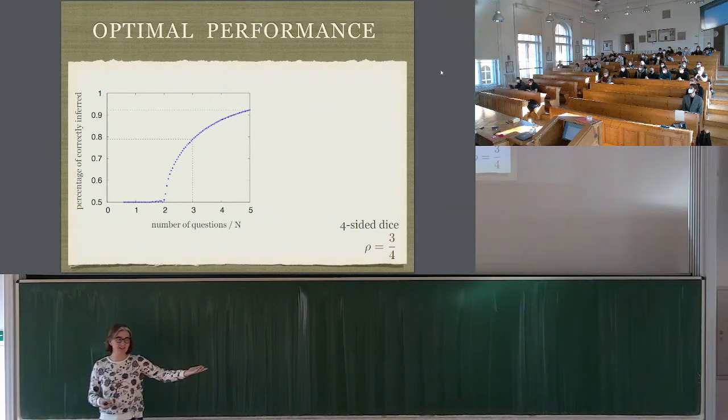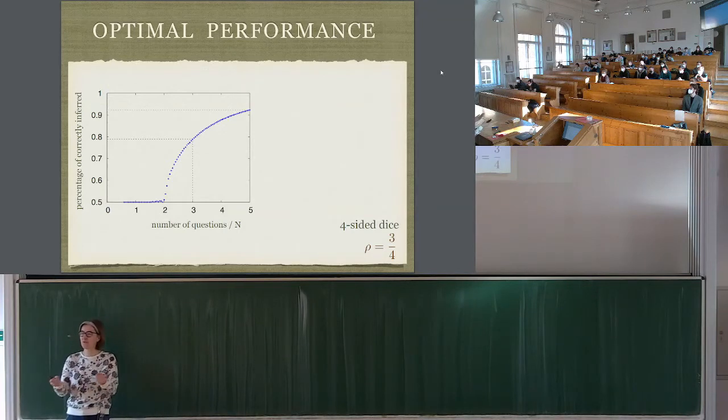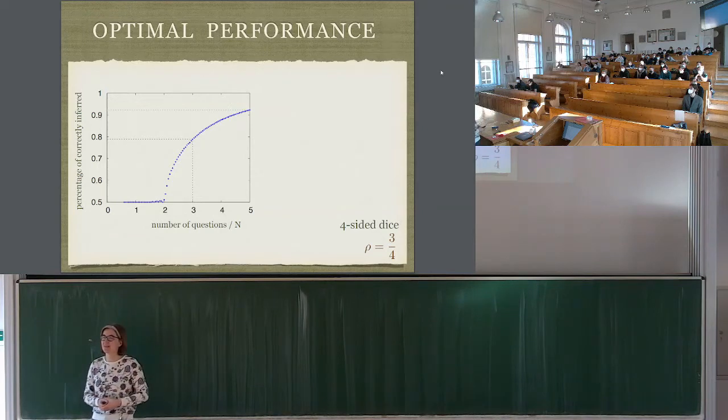Just by random, I didn't ask him any question, and I have no information about his card. I will never be able to do better than random for somebody for whom I didn't ask any question. But for the others, I asked many questions, and this gives me the performance. And now you see this shape of the curve.